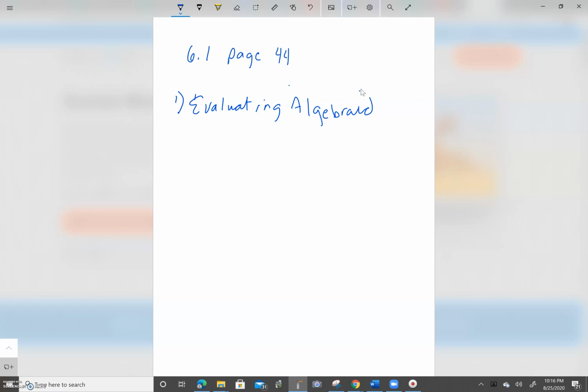Expressions. And the difference between an expression and an equation is that an equation has an equal sign, an expression does not. Okay. So the first thing this book wants to talk about is really going to take you back to middle school, I think, because we are going to talk about the order of operations.